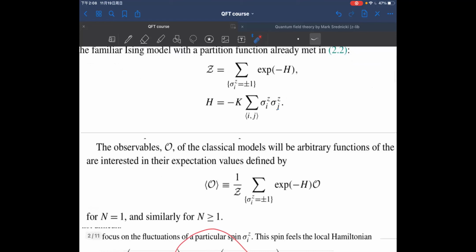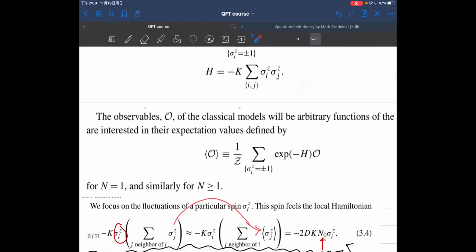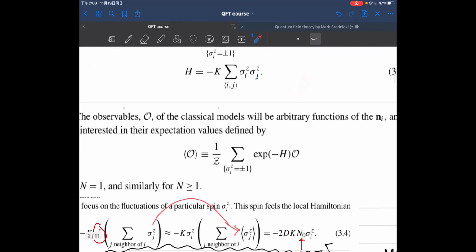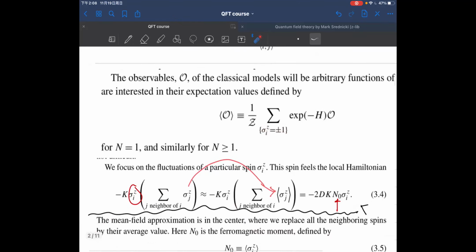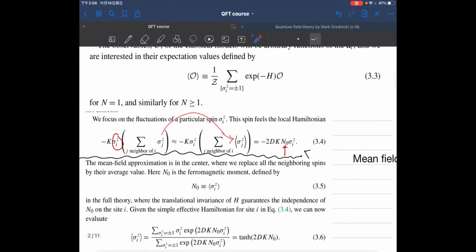And we know that any observable O can be calculated from the partition function. You can calculate it by taking partial derivatives with respect to some parameter in H, for example beta. You can get the free energy and anything else. Okay, and the ensemble average is defined like this.